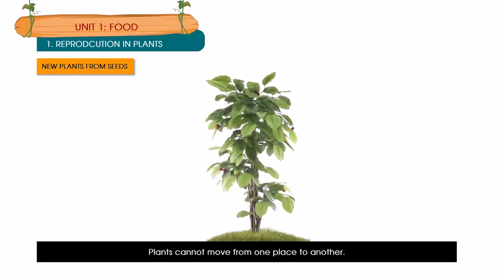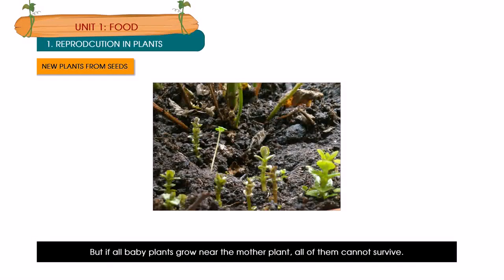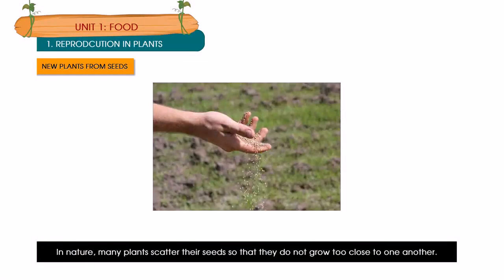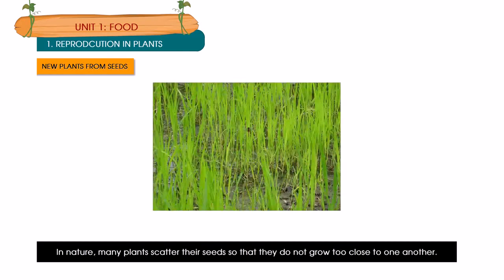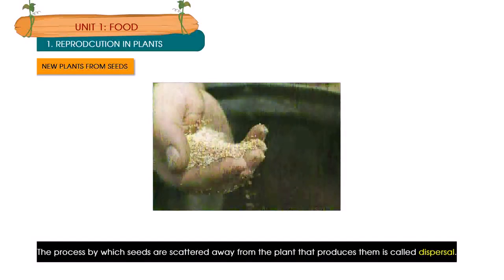Plants cannot move from one place to another. But if all baby plants grow near the mother plant, all of them cannot survive. They cannot get enough sunlight, food, water, and space to grow. In nature, many plants scatter their seeds so that they do not grow too close to one another. The process by which seeds are scattered away from the plant that produces them is called dispersal.